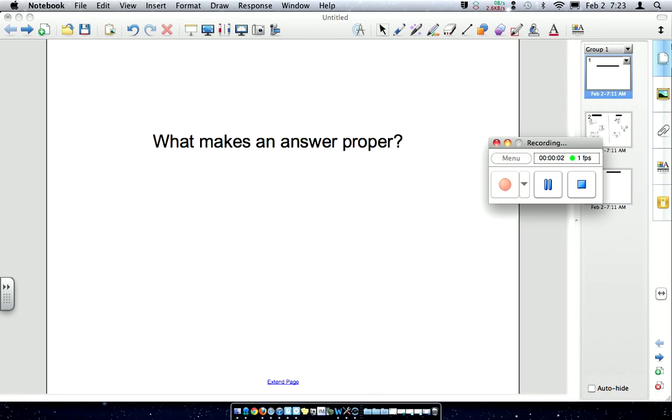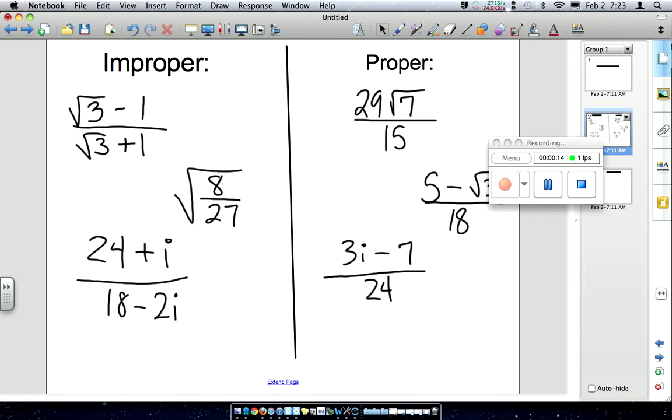In this video, we're going to answer the question of what makes an answer proper. It's really important that you understand the difference between a proper and improper answer, because in math, we want to make things proper whenever we need to. So first of all, the difference between improper and proper.